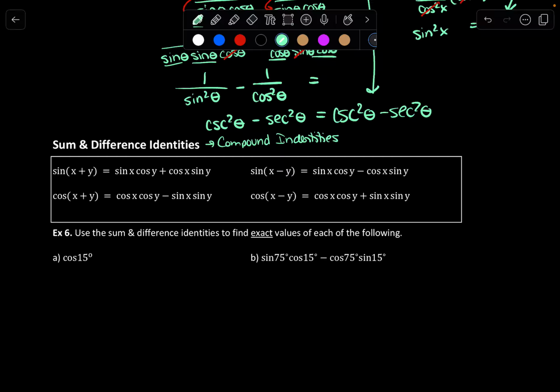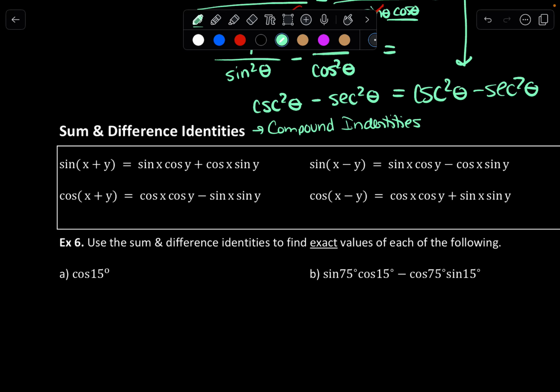So the whole point of these is to either expand or condense, all right? So you can go either way with these formulas. Now, you do not need to use these if the angles that you see are standard on the unit circle. The point of these is to rewrite a trig expression so that we can use angles that are standard on the unit circle so we can get an exact answer.